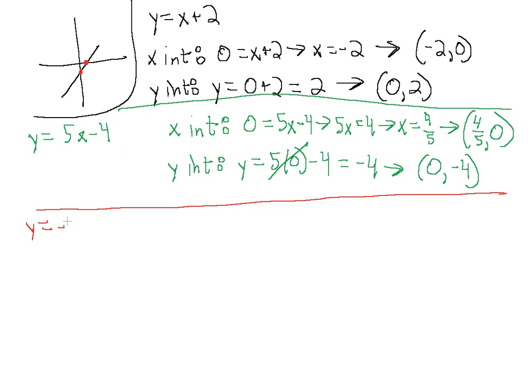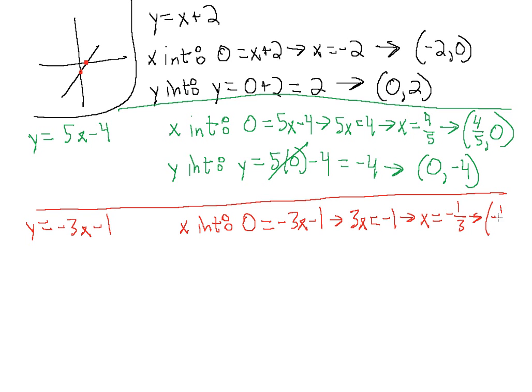We have y equals minus 3x minus 4, or excuse me, minus 1. Minus 3x minus 1. Let's find our x-intercept. We do that by plugging in 0 for y. So 0 equals minus 3x minus 1. If we add 3x to both sides, that'll make it 3x equals minus 1. Divide both sides by 3. We just simply have x on the left side, and we have minus 1/3. So our x-intercept is minus 1/3 and 0 for the y value.